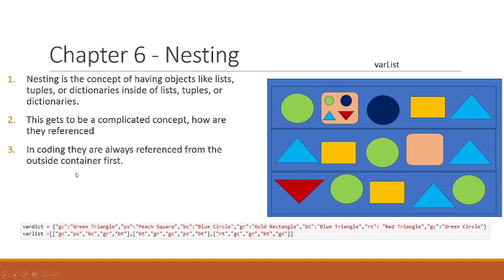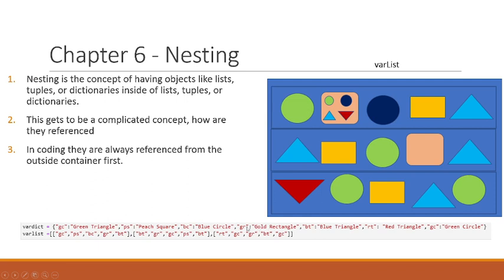In coding, they are always referenced from the outside container first. I'm going to start out with this right down here. I've created a dictionary where GC stands for green triangle, PS is peach square, and I've taken this object right here, and this is just a visualization of the variable dictionary and the variable list. The dictionary is just a reference to the items in the list. They're not tied together, they're not parallel, it's just an expansion.